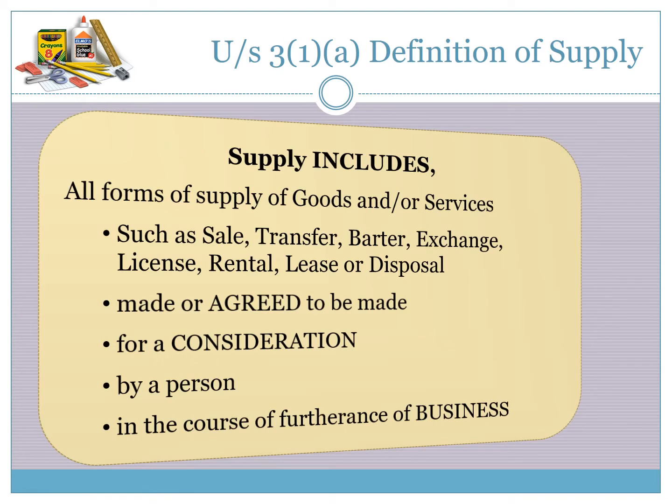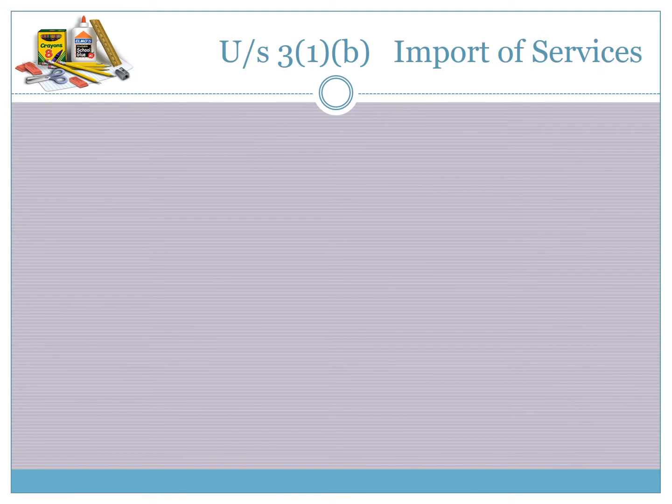Under subsection 1A of Section 3, supply includes all forms of supply of goods and or services such as sale, transfer, barter, exchange, license, rental, lease or disposal, made or agreed to be made for a consideration by a person in the course of furtherance of business. So far, we have no problem in understanding the term supply, though we have noted that the term includes rentals, leases, etc. Now comes the next part of the definition.